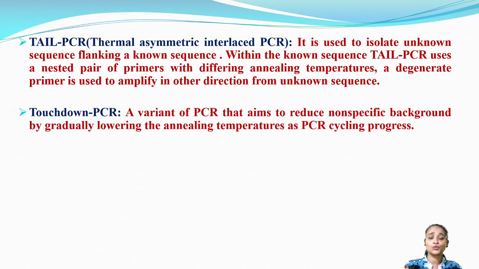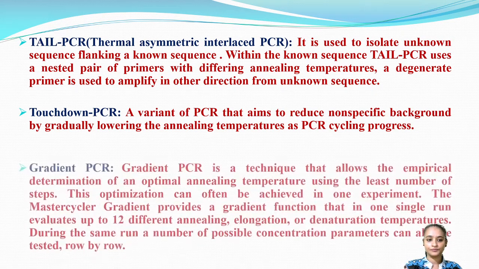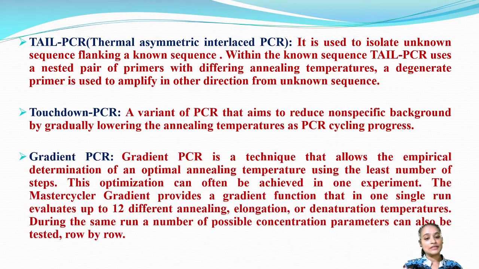Now what is touchdown PCR? This PCR is also used in research labs very frequently. It is a variant of PCR that aims to reduce the non-specific background by gradually lowering the annealing temperatures as PCR cycling progresses. Now what is gradient PCR?